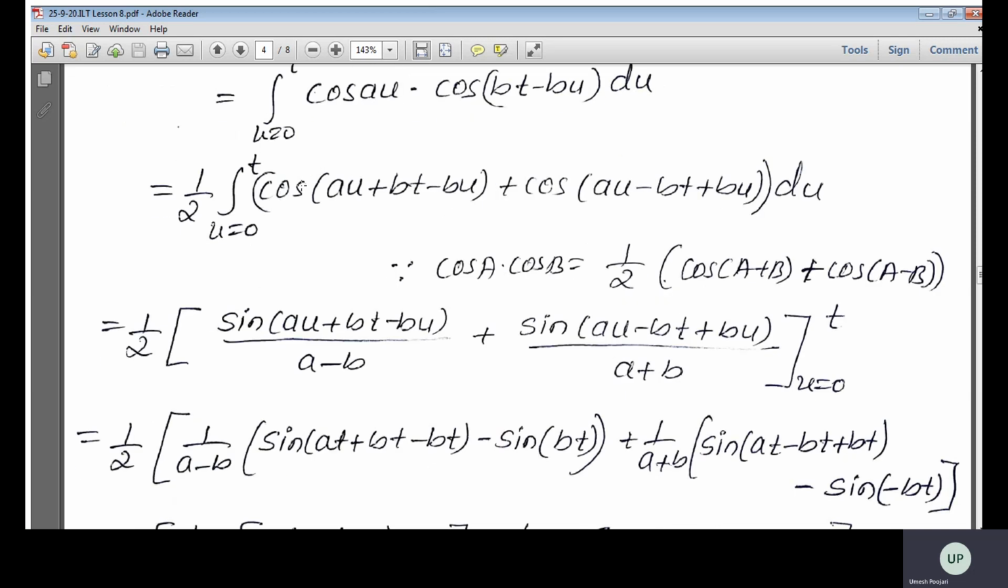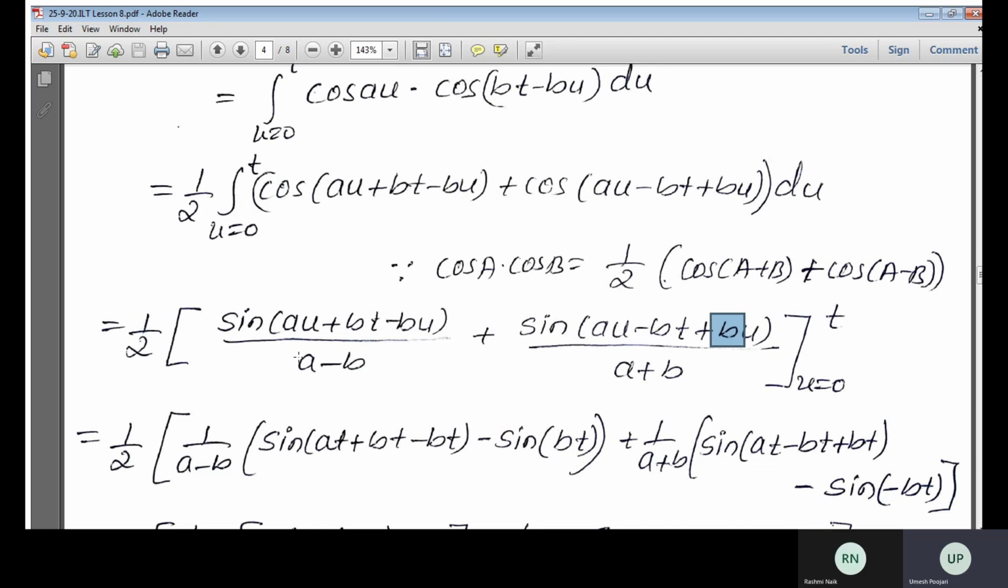Now integration of cos is how much? Sin of au plus bt minus bu, divided by the coefficient of u. What is the coefficient of u here? One is a, that we have written here. Second one is minus b, that we have written, minus b. Similarly, the second term: integration of cos is sin of au minus bt plus bu, divided by a plus b. Why here a plus b? Because the coefficient of u in one is a, here it is b, so a plus b. So the limit is from 0 to t.